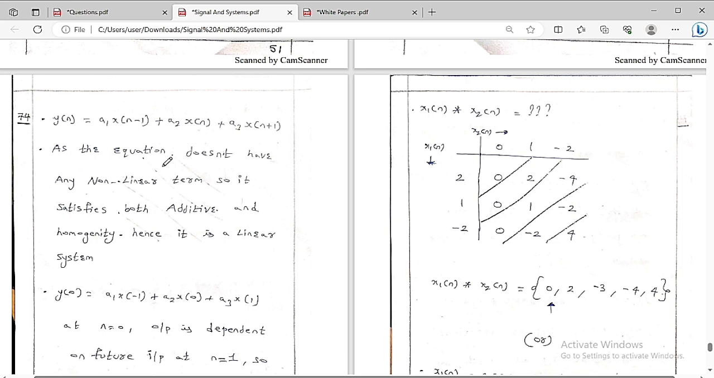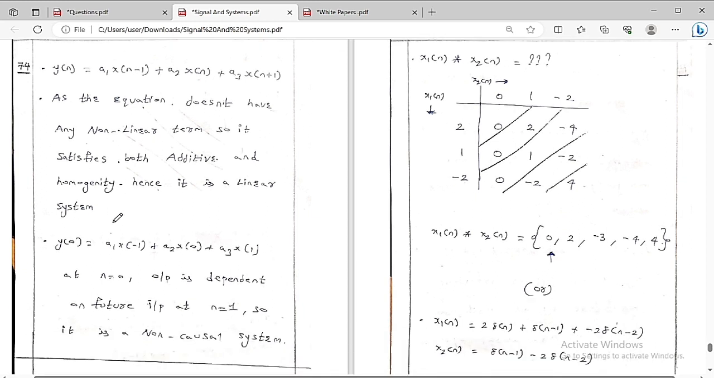As you can see clearly, there is nothing like non-linear operators like exponential, like logarithm. These things are not there. So by default, we can say the given system is said to be a linear system. As the equation doesn't have any non-linear term like exponentials, powers, logarithms, squares, cubes, it is going to satisfy both the superposition property as well as the homogeneity property. So we can say the given system is said to be a linear system.